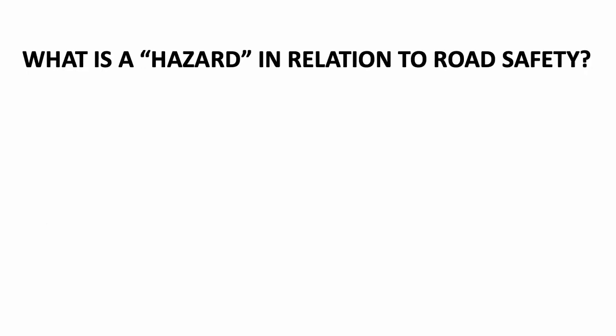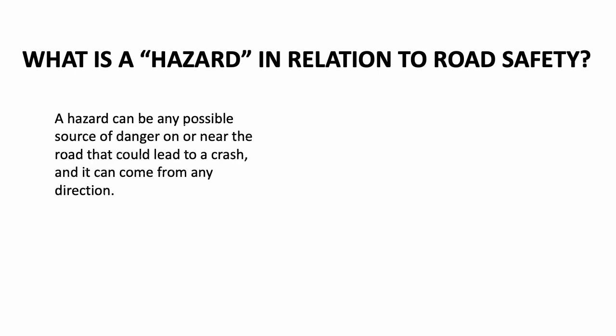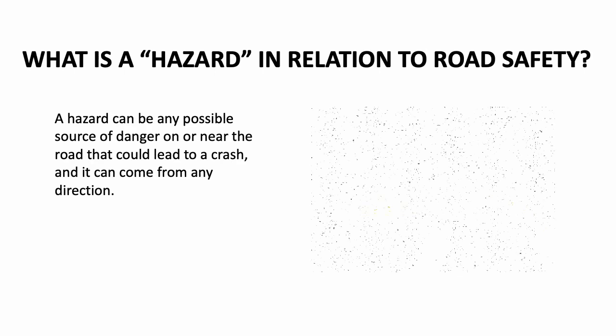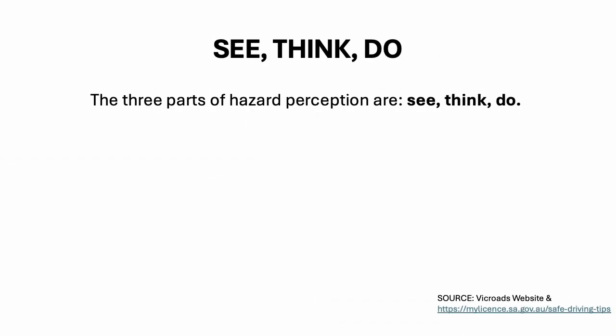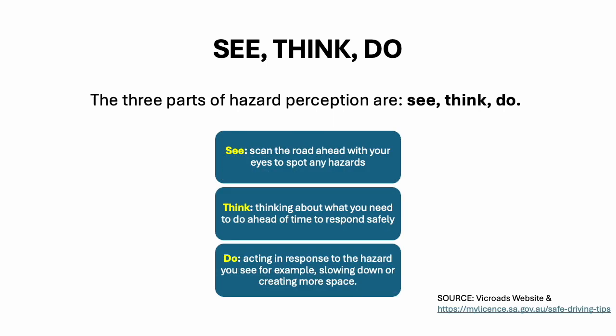What is a hazard in relation to road safety? A hazard can be any possible source of danger on or near the road that could lead to a crash, and it can come from any direction. There are 3 parts of hazard perception. These are see, think, and do.